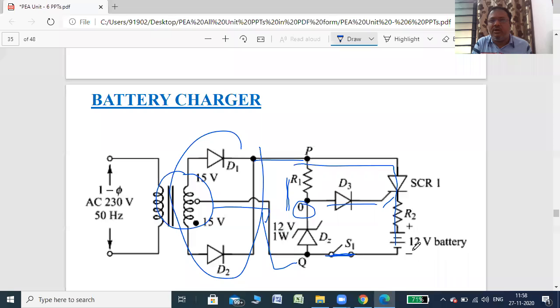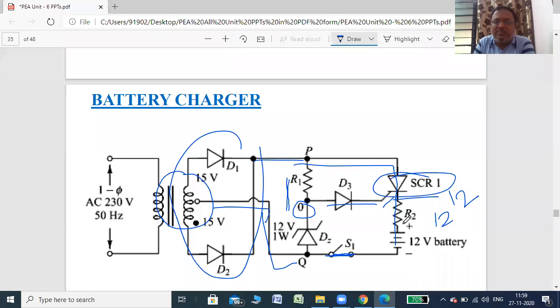Whenever the voltage across the battery is equal to 12 volt, it means the battery is fully charged. Then the voltage at the cathode is 12 volt, right? And we are connecting here a 12 volt Zener diode. So the voltage at O should not reach or go greater than 12 volt, because as soon as it goes to 12 volt, the Zener diode turns on. So if the voltage at O is equal to 12 and the voltage at the cathode is also 12, then SCR1 remains off. It never conducts.